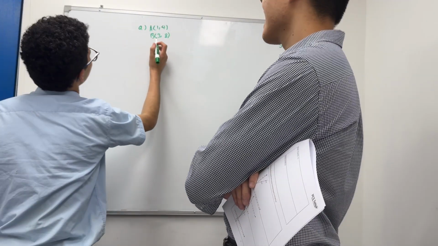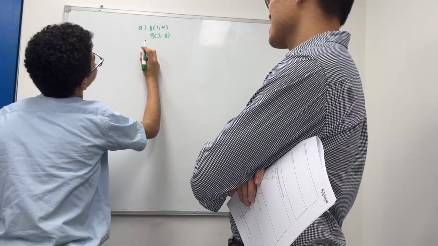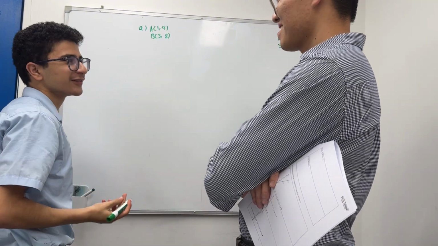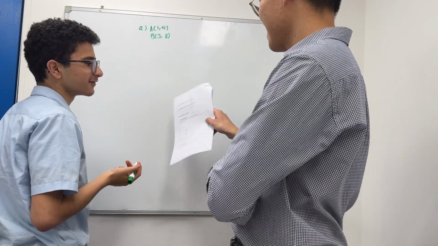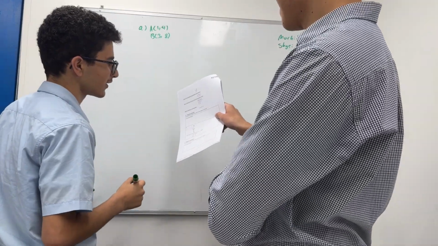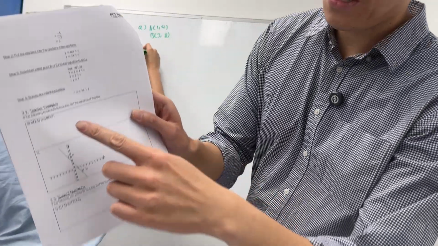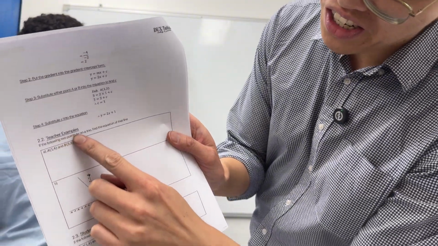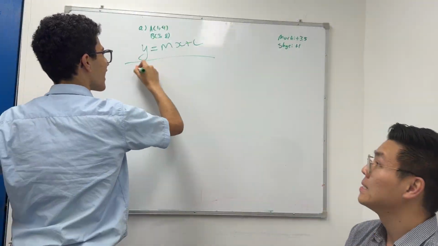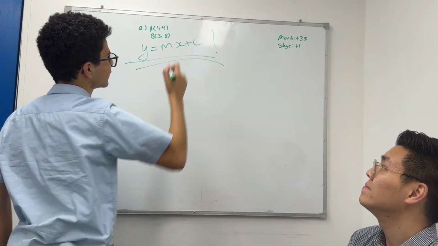Anyways, so what are we finding? Tell me the question. If the following 2 points lie on the line, find the equation of that line. We're doing 2 teacher examples. Question A. y equals mx plus c. This is the formula we need.